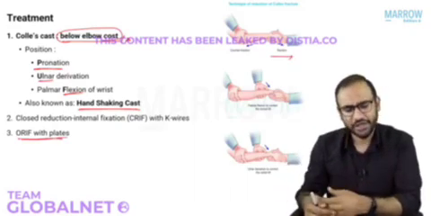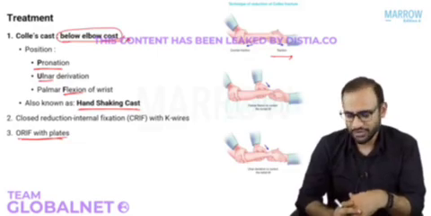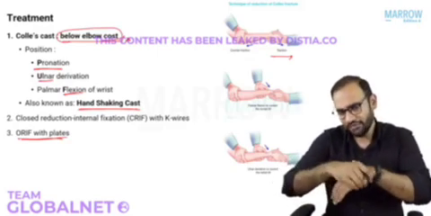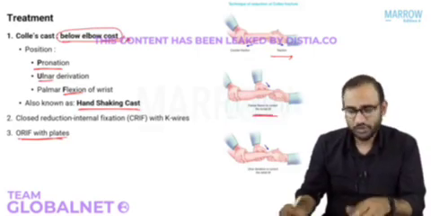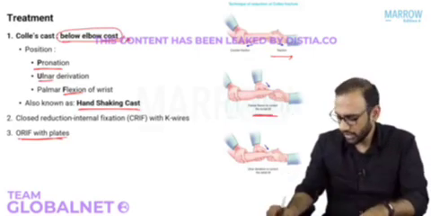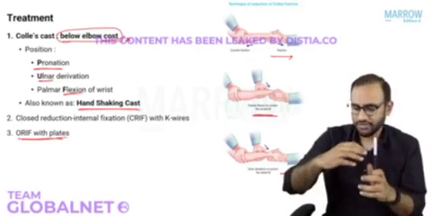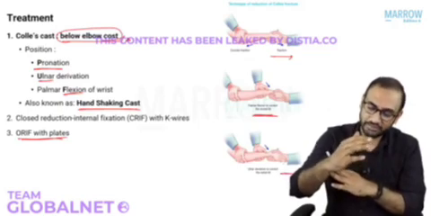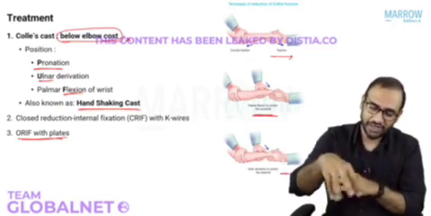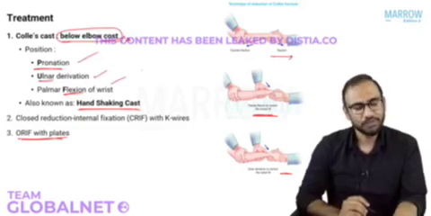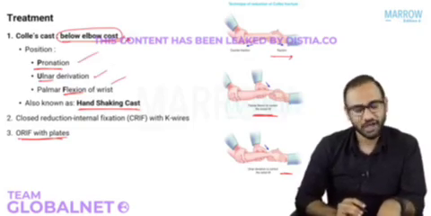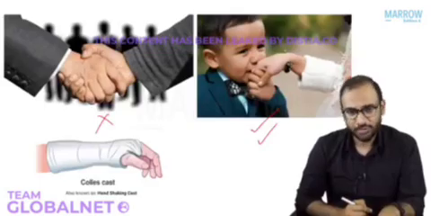and I'll show you a video again, and I have shown this same video in the basics also. You'll apply the traction, and after application of traction, you will provide palmar flexion and then do ulnar deviation, such that the distal fragment will be in palmar flexion and ulnar deviation and pronation. This is the position of the cast. Okay, so traction, palmar flexion, and ulnar deviation, and then you apply the POP cast.